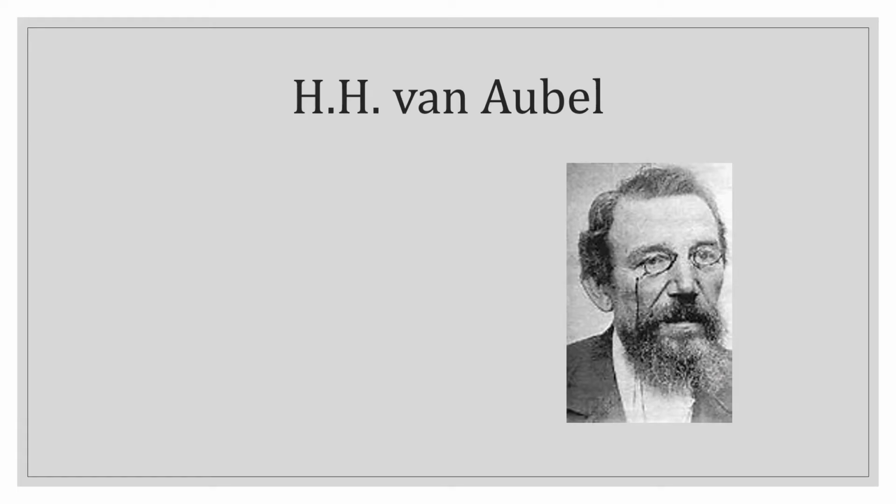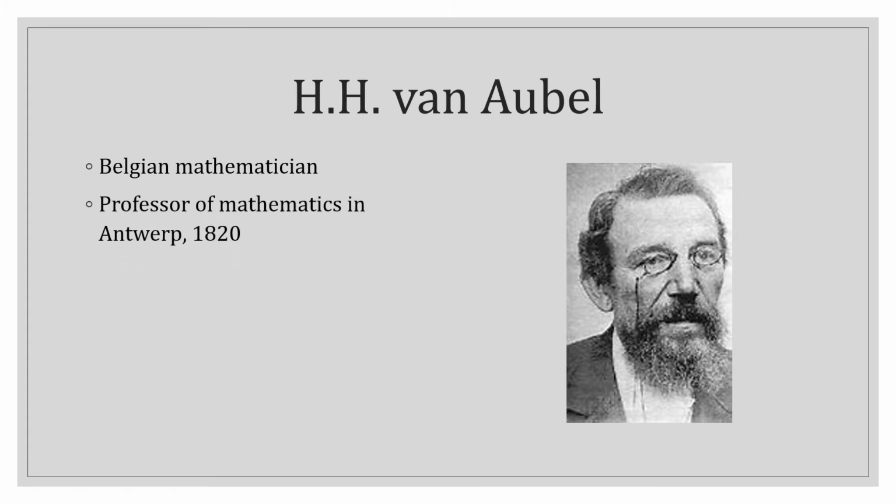H. Van Obel was a Belgian mathematician. He was a professor of mathematics in Antwerp. In the year 1820 is when he started his professorship at Antwerp. And his theorem got published in 1878.